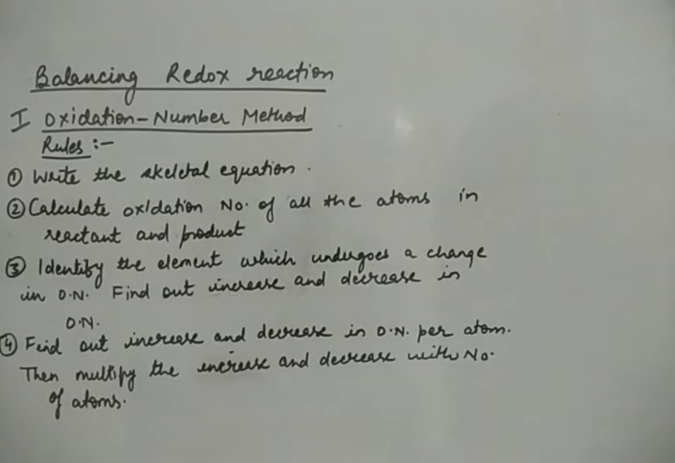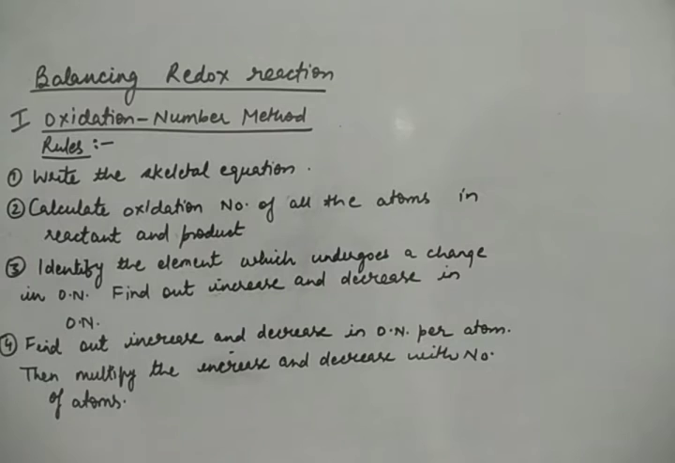Now let's begin with the main part of this chapter, that is balancing redox reactions. There are two methods for balancing a redox reaction. The first method is the oxidation number method and the second method is the ion electron method. So first we are going to discuss the balancing of a redox reaction by the oxidation number method. First of all we'll discuss the rules and then we'll take the examples.